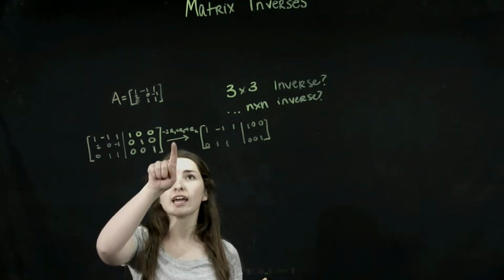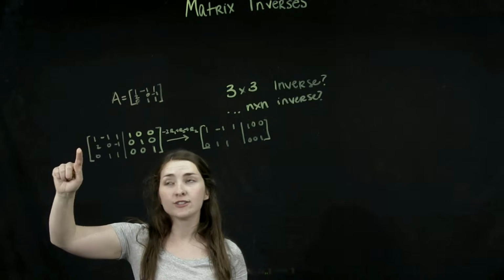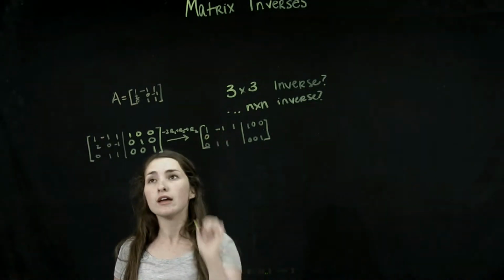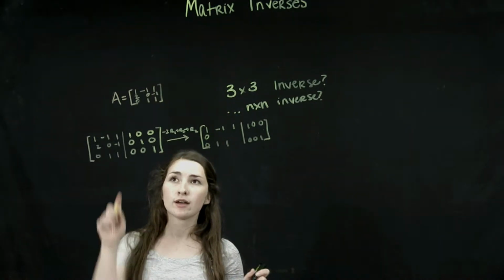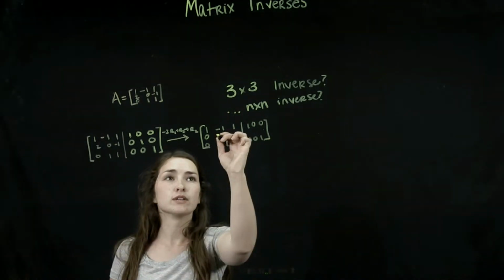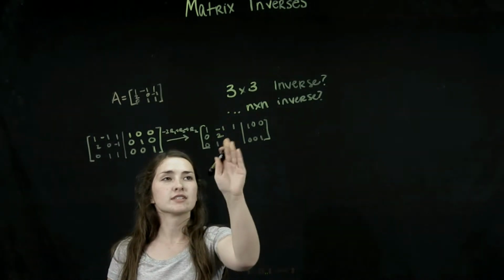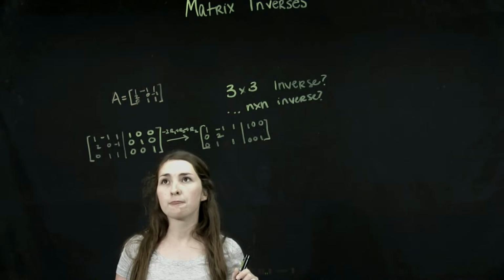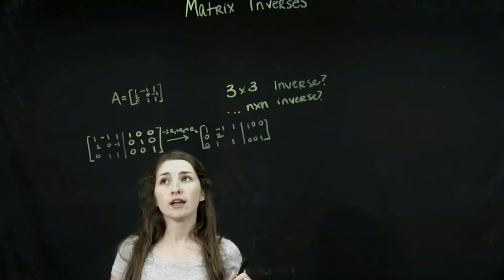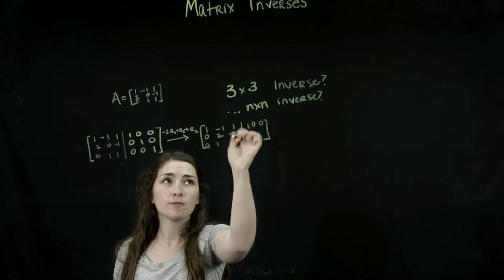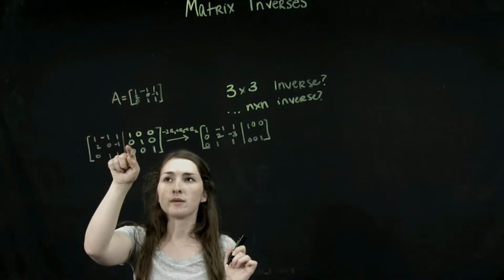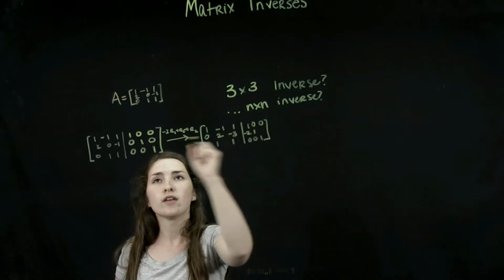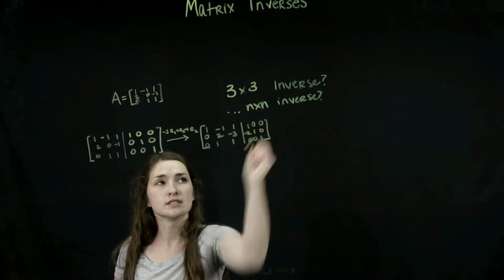Then we're going to take -2 times row 1 and add it to row 2. So -2 times 1 plus 2 is 0. -2 times -1 is 2 plus 0 is going to be 2. We'll make sure that this is in line here. And then -2 times 1 plus -1 is going to be -3. And then -2 times 1 plus 0 is -2. -2 times 0 plus 1 is 1. And then -2 times 0 plus 0 is 0.